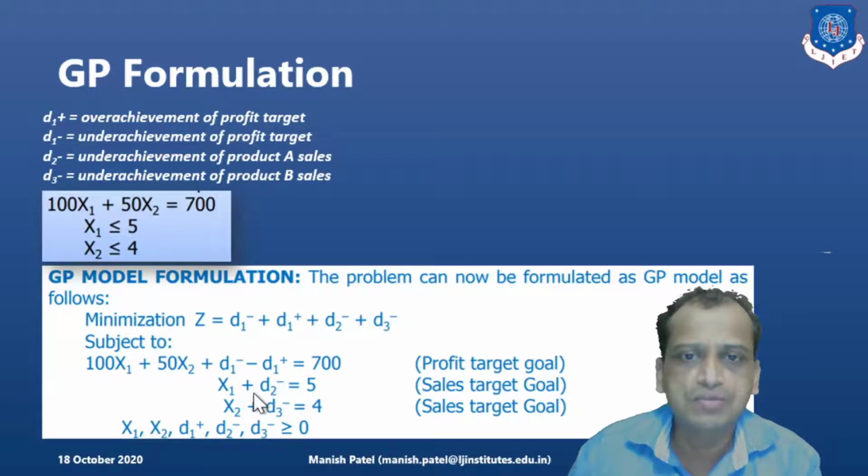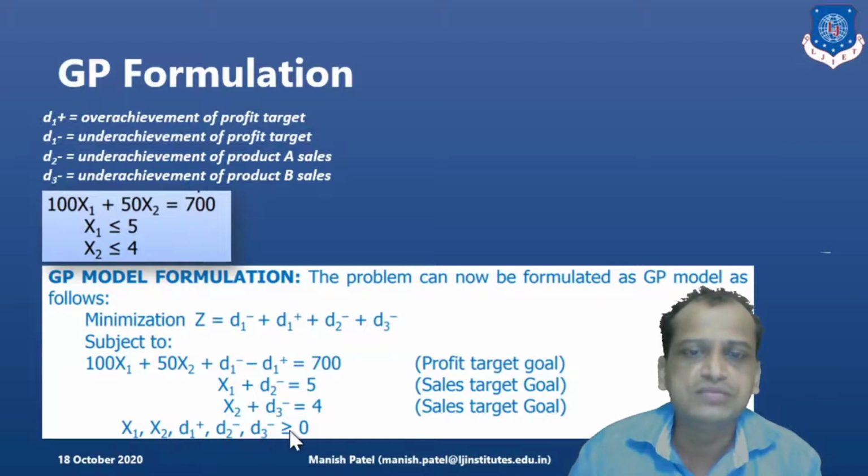In the same way, x1 plus D2 minus. What is D2 minus? That is underachievement. So when we add the underachievement, we can achieve the target of 5 for the next week. In the same way, the underachievement has to be added in the third constraint. Here, that is the sales target goal. So based on the profit target goal and these two sales target goals, we can formulate the goal programming problem.